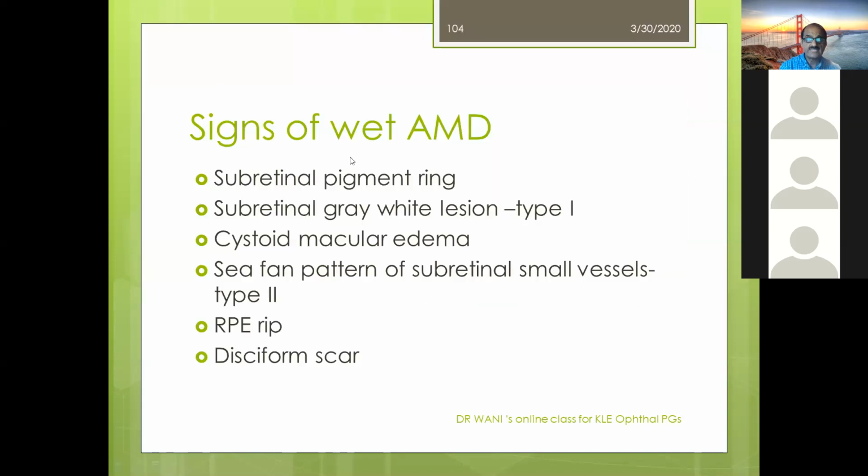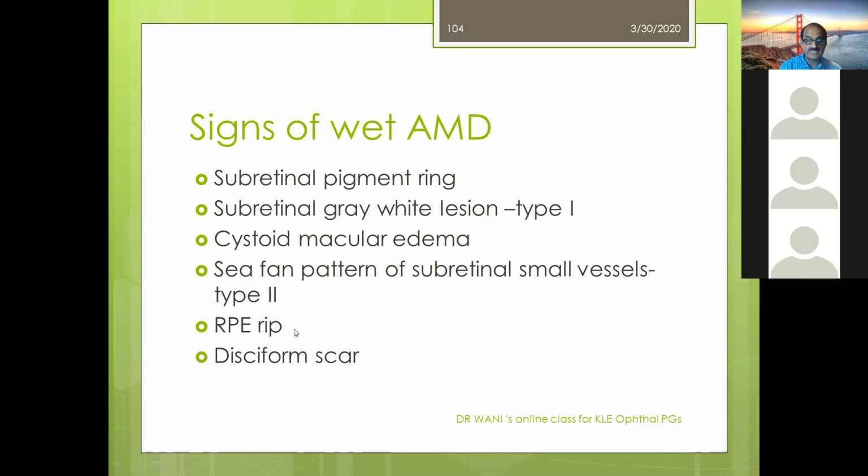Other signs can sometimes be a subretinal pigment ring and a subretinal gray-white lesion. I will show some examples. And sometimes if there is chronic leakage, it may enter the retina. It can cause cystoid macular edema. Then, with the CFAN pattern, you can actually see the subretinal new blood vessels. So that is the CFAN pattern, that is type 2.